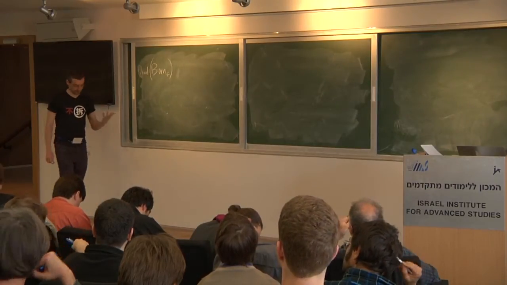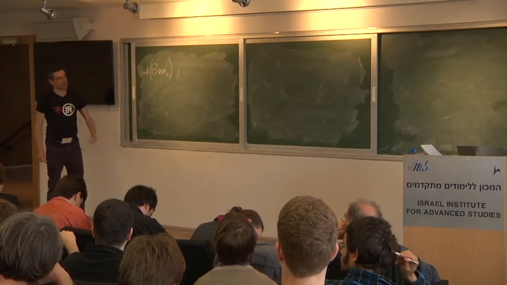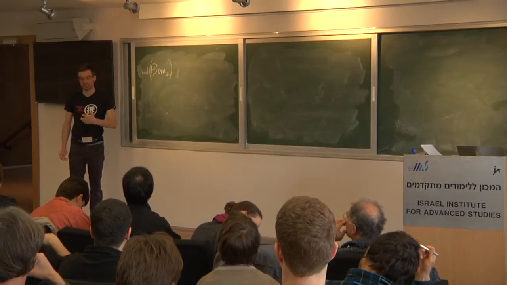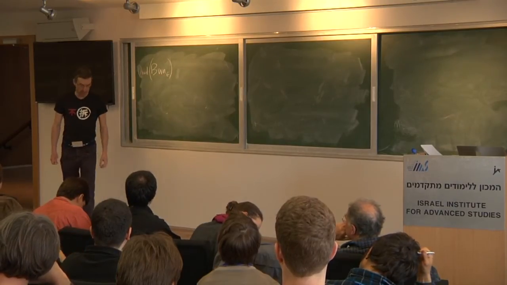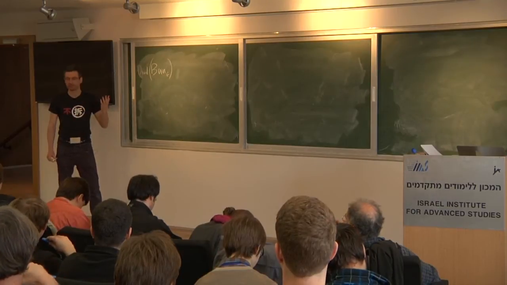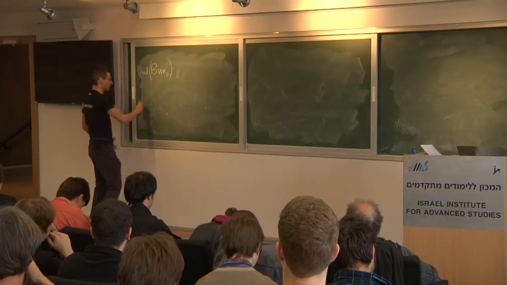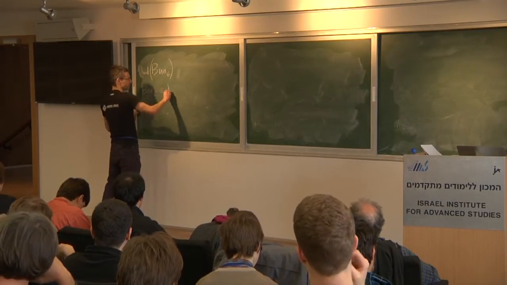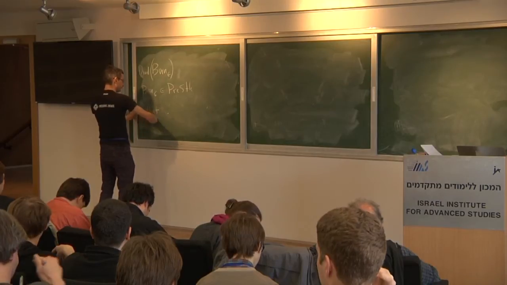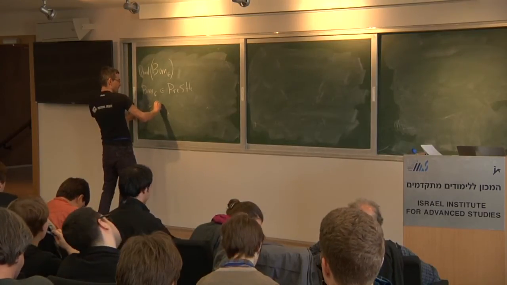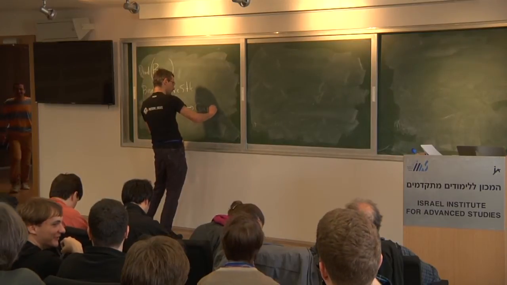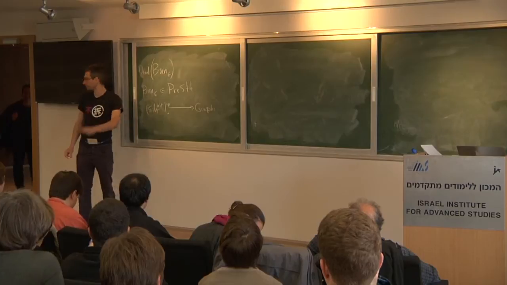Now what is it? What is this gadget? To say what this DG category is, I first have to say what this gadget is, and even before that, I have to say what kind of gadget it is. Bun_G is what we call a pre-stack. A pre-stack is just a contravariant functor from affine schemes to groupoids, that is, from affine schemes opposite to groupoids. In this particular case, these are not even infinity groupoids, they're usual groupoids.